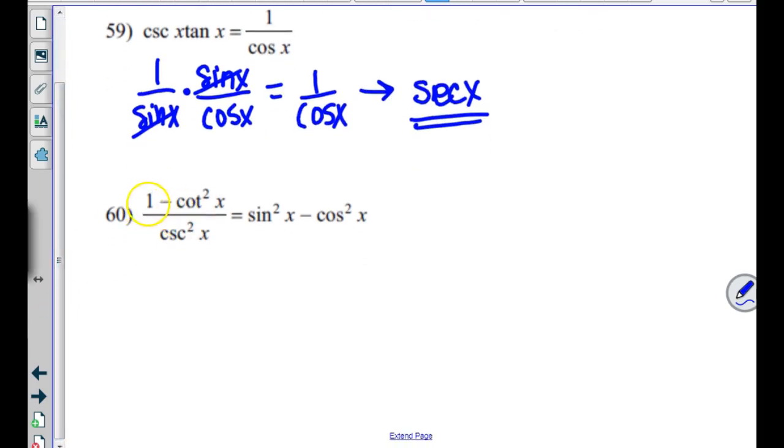60 is a little more painful. Does anybody know 1 minus cotangent squared? Anybody have a reference sheet out? I think it's cosecant squared, but is it positive or negative? This is just cosecant squared? Do you have it? It can't be cosecant squared, is it? What does it say on the reference sheet? Okay. So let's see what we can do with this.